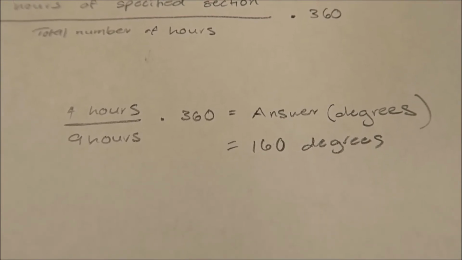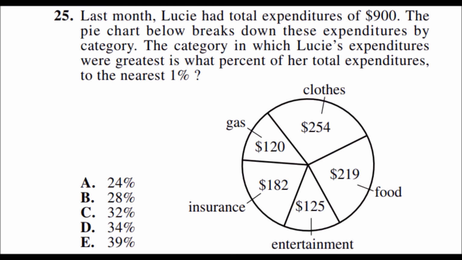Another problem like this is number 25, where you are asked to find the percentage of Lucy's largest expenditure out of her entire month's budget. When you see this diagram, you can clearly see that the clothes are the largest expenditure. So take the dollar amount for clothes, which is $254, and divide it by the $900 budget, and you get about 0.28 or 28%, which is B.